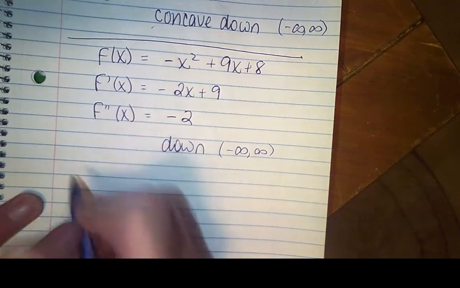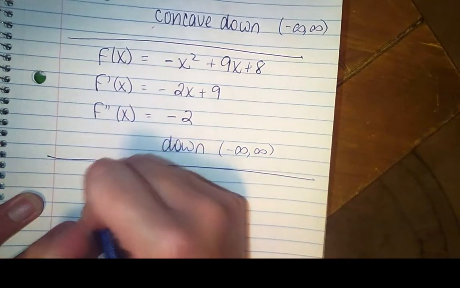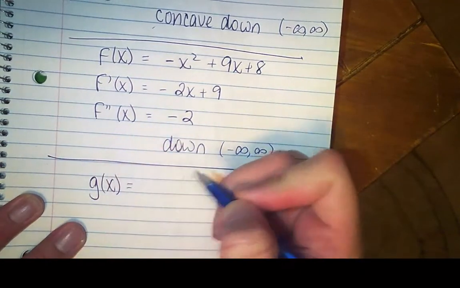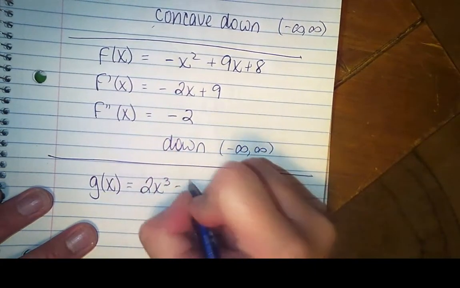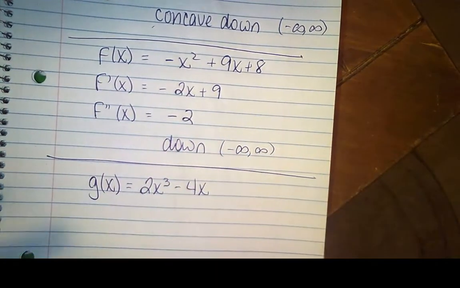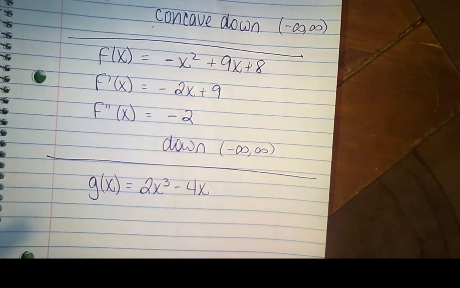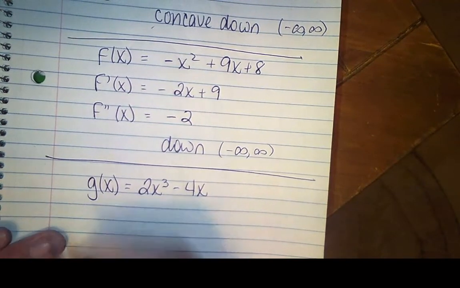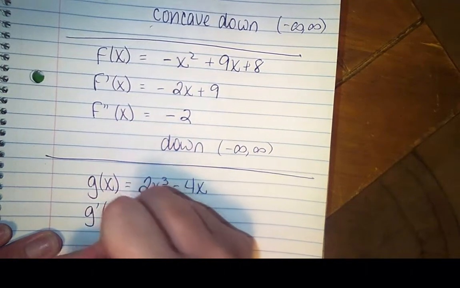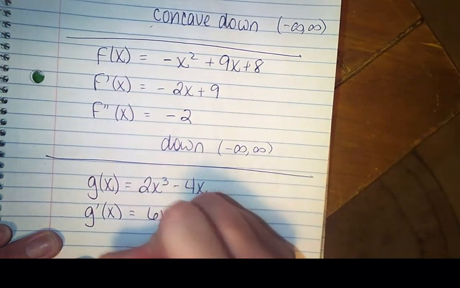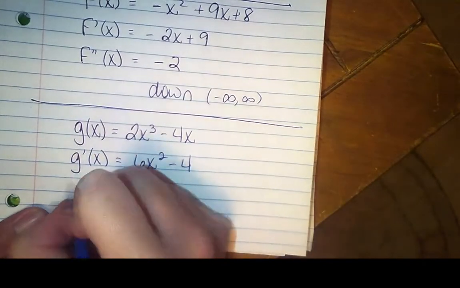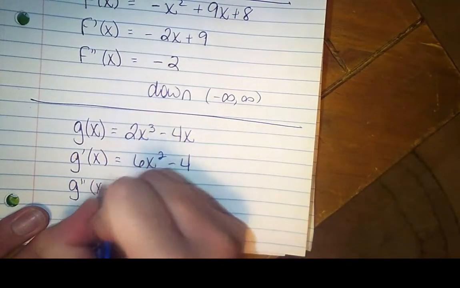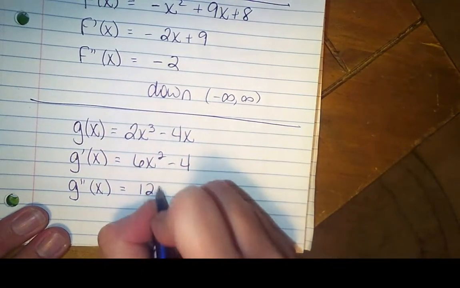So let's do another one. We have g of x equals 2x to the third minus 4x. And my instructions are to determine the concavity of the function. So if I want to determine the concavity of the function, I need to take two derivatives. So my first derivative is 6x squared minus 4. My second derivative is going to be 12x.